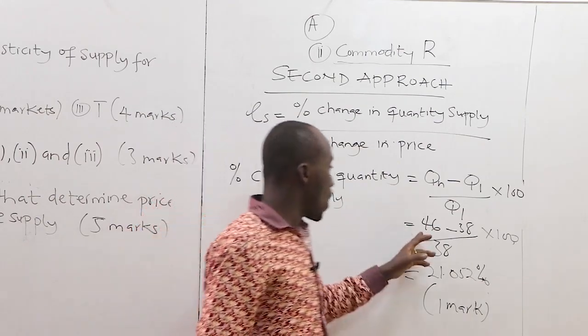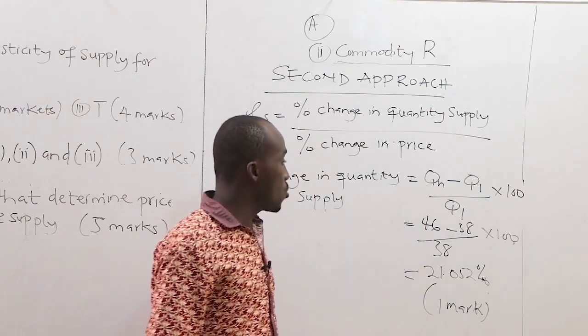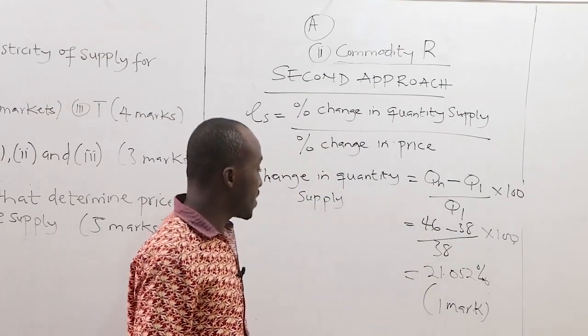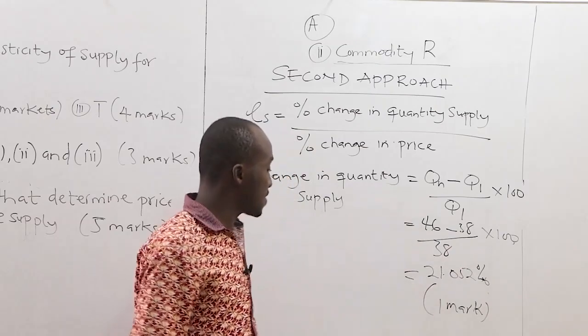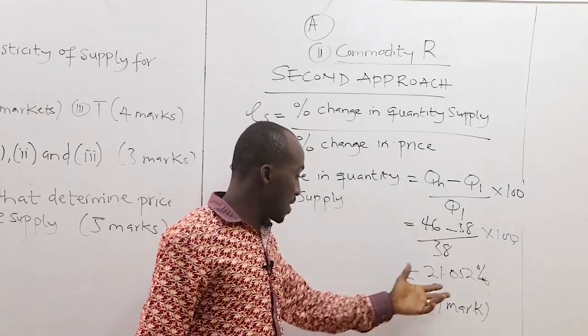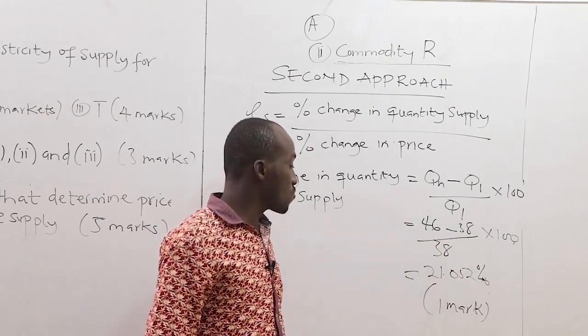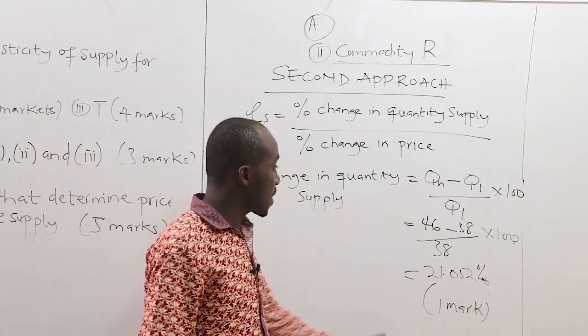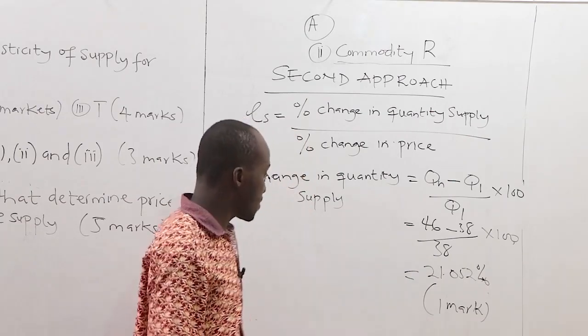And what do you have here? The new supply is 46. The initial quantity supply is 38, divided by 38, the old one, times 100. And here we have a percentage of 21.05%. And that gives you 1 mark. So this is how we got it.